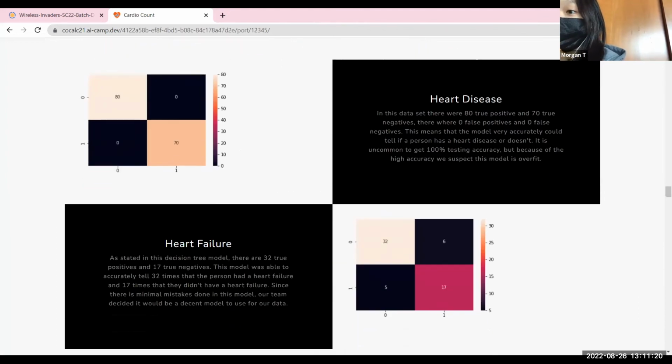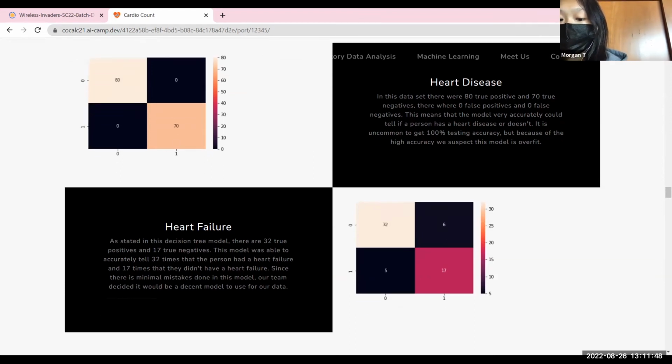For our heart disease data set, it was really accurate at telling whether a person has heart disease or doesn't, but it is really uncommon to get 100% testing accuracy. Because of the high accuracy, we suspect this model is overfit. And for our heart failure data set, since there were minimal mistakes in this model, our team decided it would be a decent model to use for our data.